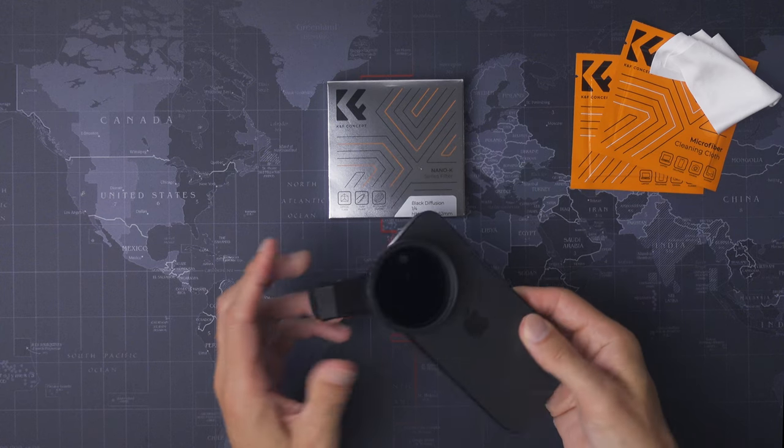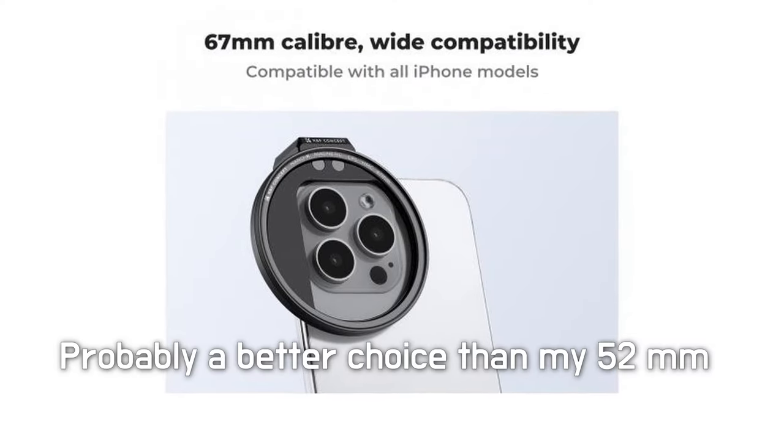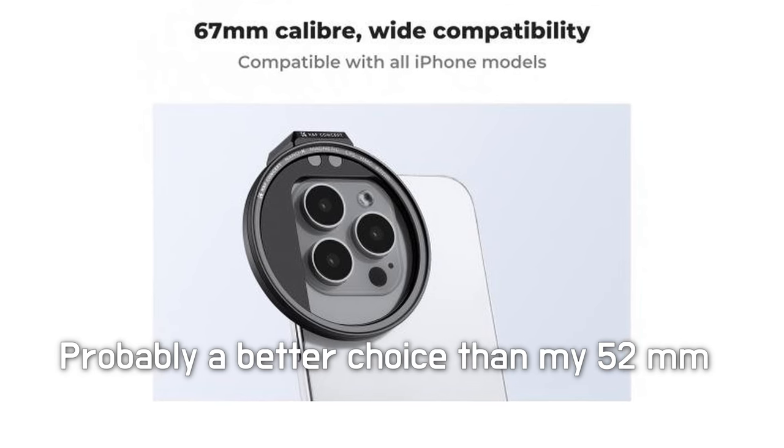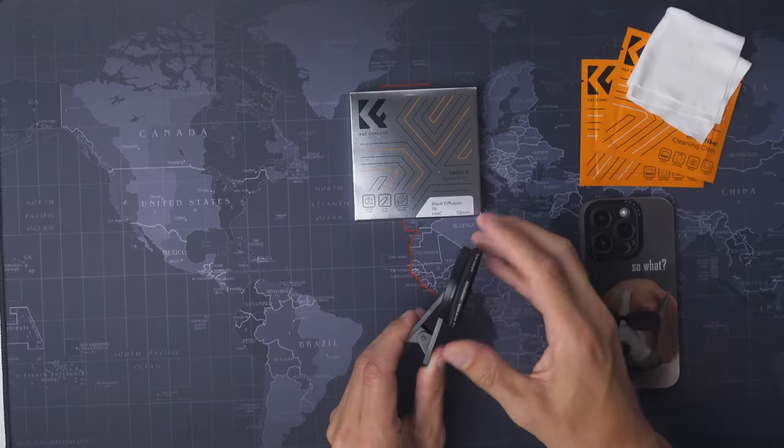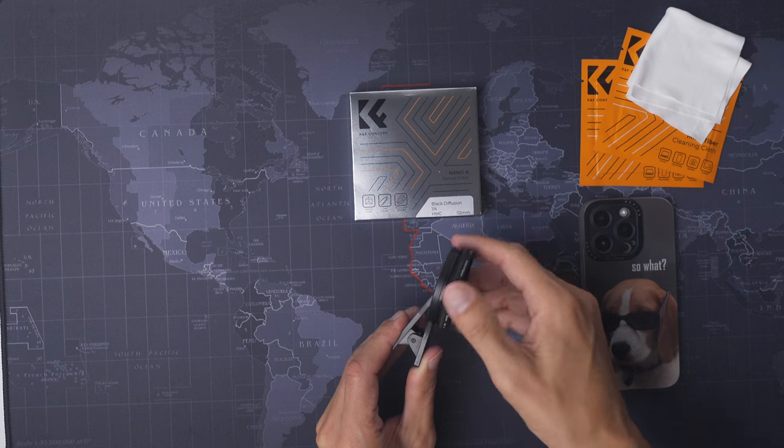But something I've learned is that it's good to have a slightly larger filter over the lens to avoid vignetting, for instance. The ND filter and the clip came together, but the filter is removable. And if you, like me, own other 52mm filters, they can be used instead. Or this black mist filter.